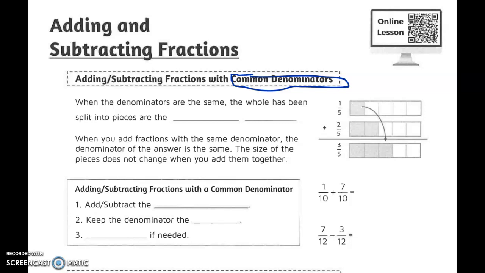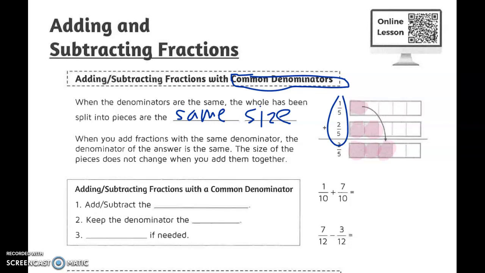But first, let's just look at if they already give it to us in a common denominator form, such as this problem right here. You have 1/5 plus 2/5. So the denominators are the same. When the denominators are the same, the whole has been split into pieces that are the same size. If you look over to the right, you can see a little depiction of that. This 1/5 is the same as this 1/5 here and 1/5 here, right? And when you add those together, you get 3/5.